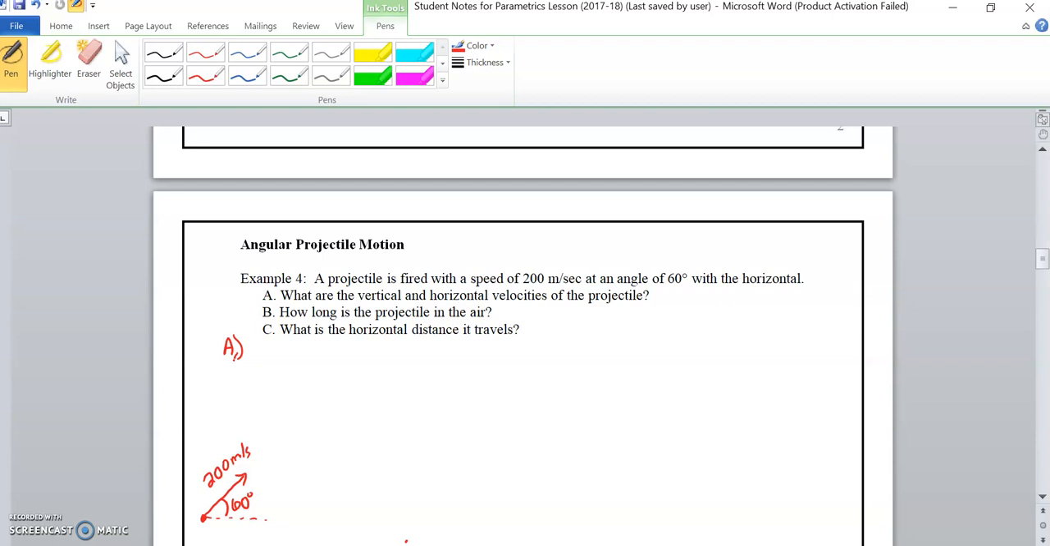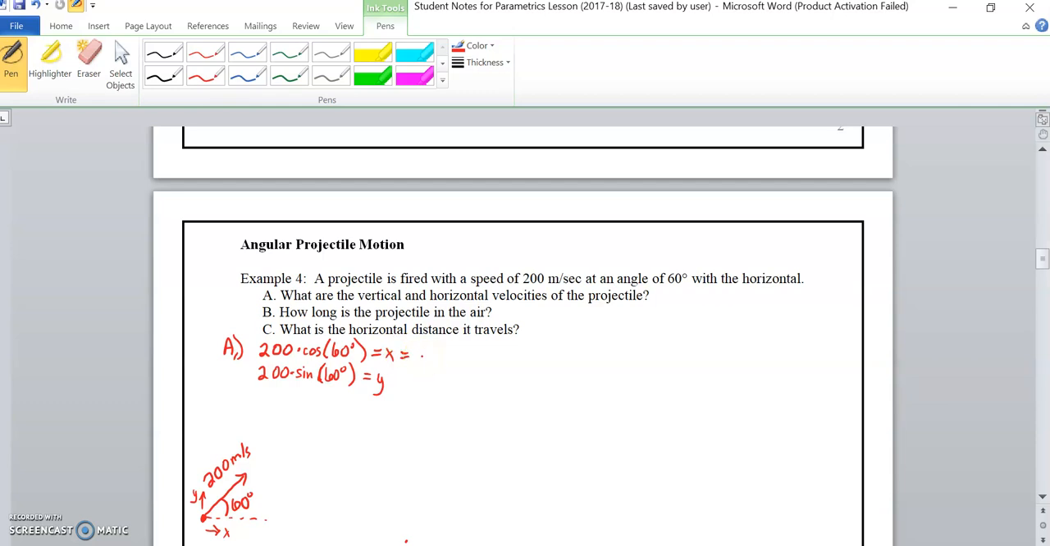So we have 200 meters per second at 60 degrees. How much of that is in the x direction and how much of that vector is made in the y direction? So all we're doing is saying 200 times cosine 60 for the x, and for the y, 200 times sine 60. If you need help or don't remember how we figured out the x and y components of an angled vector, please come see me. That's not for this lesson, so I'm just going to keep moving on.